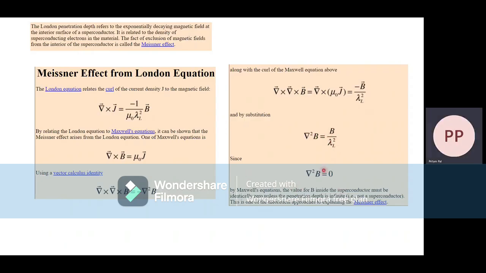So since grad square B equals 0 by Maxwell's equation, the value of B inside the superconductor must be identically 0, unless the penetration depth is infinite, right? That is not possible, and that would not be a superconductor, right? So this is one of the theoretical approaches to explain the Meissner effect.